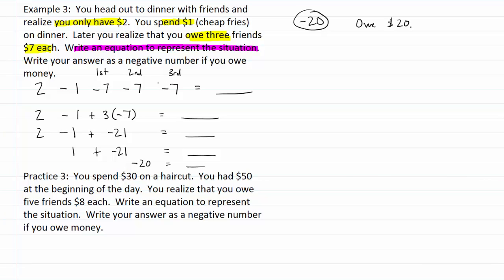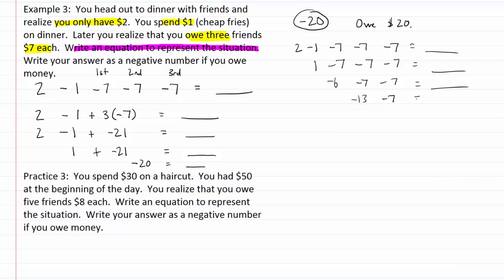Now if I solve this first equation, maybe you don't believe me, 2 take away 1 minus 7 minus 7 minus 7, that's equal to the blank space. So this one, since we have all subtraction, we just go from left to right. 2 minus 1 is 1. 1 minus 7 minus 7 minus 7. 1 take away 7 is -6. Then -6 minus 7 is -13, minus another 7. So that's -20 is equal to the blank space.